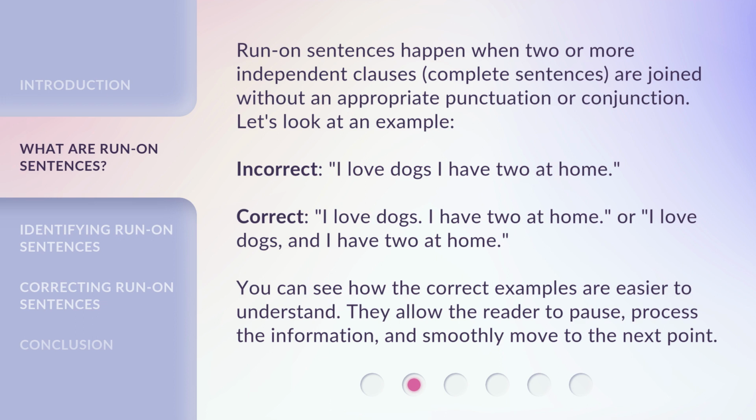Let's look at an example. Incorrect: I love dogs I have two at home. Correct: I love dogs. I have two at home. Or, I love dogs, and I have two at home. You can see how the correct examples are easier to understand. They allow the reader to pause, process the information, and smoothly move to the next point.